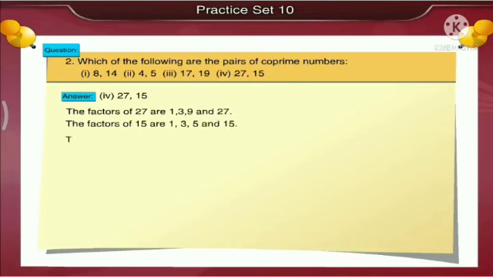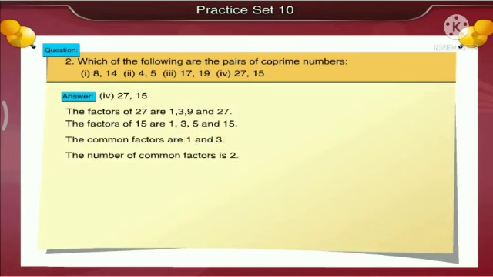Now the common factors, what are the common factors? The common factors are 1 and 3. So is it a co-prime pair? No, it is not co-prime because we have got more than one common factor.